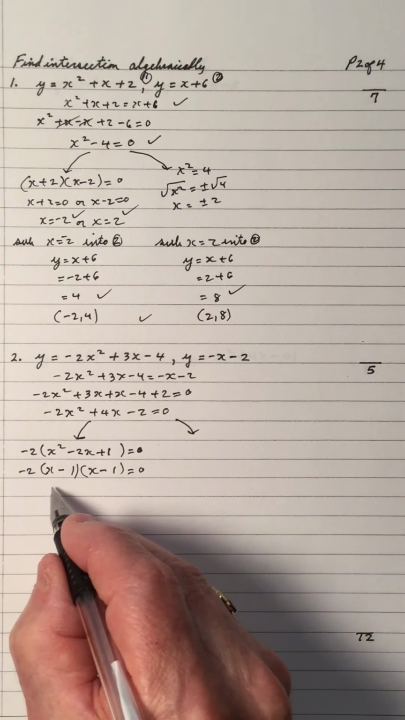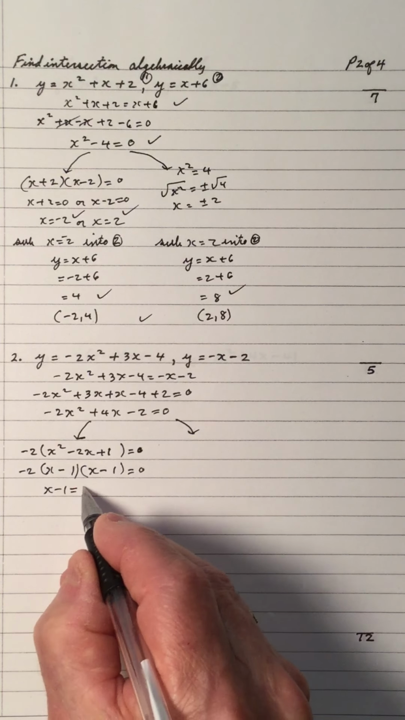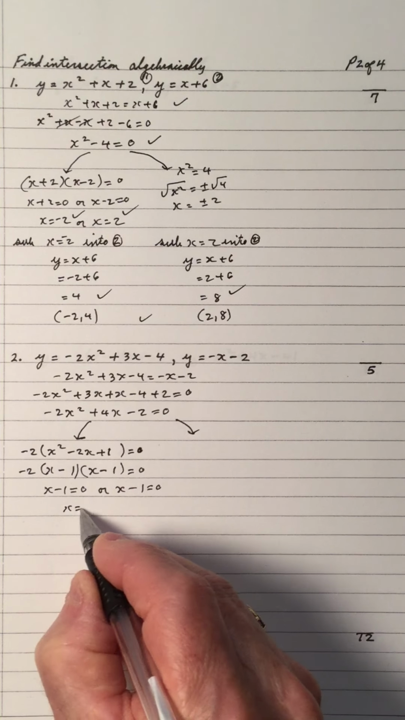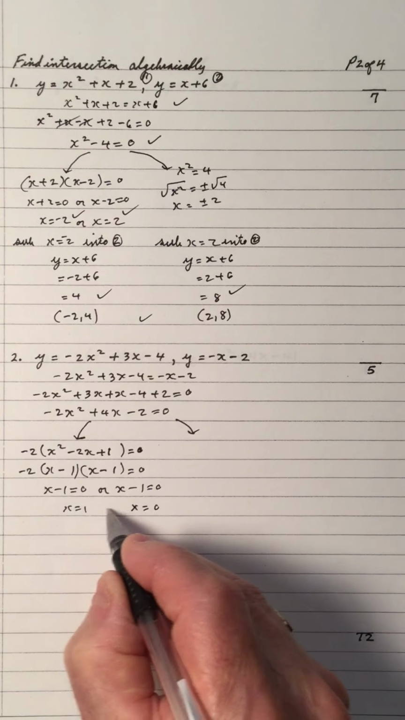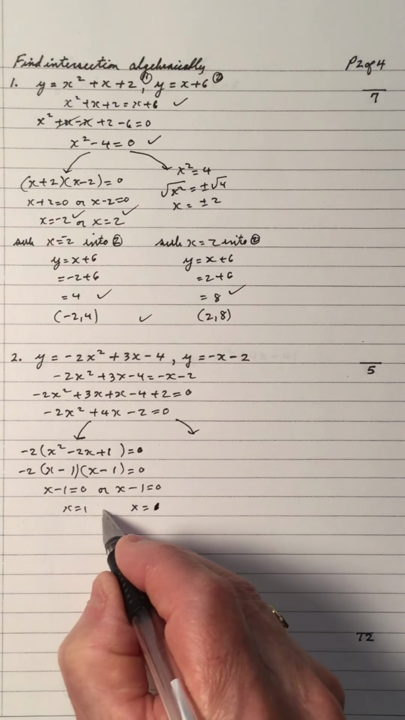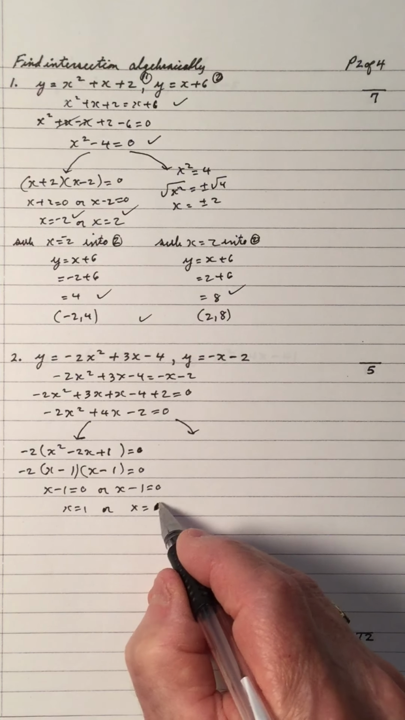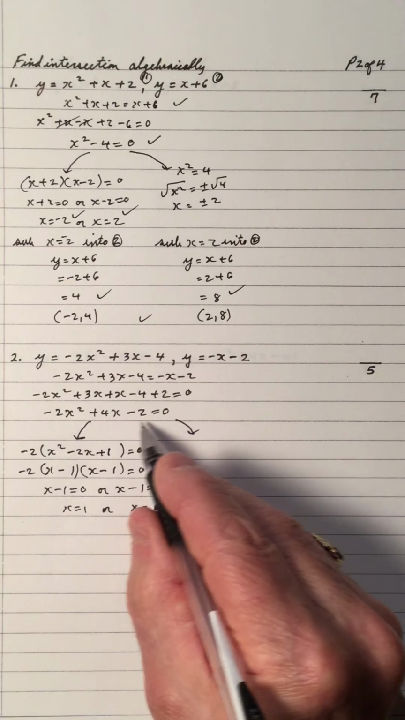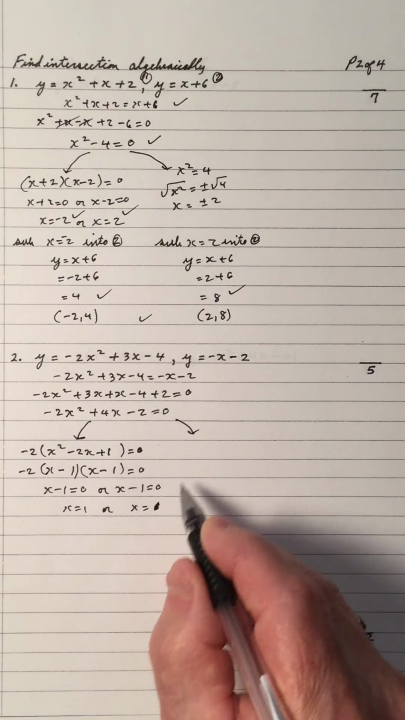Negative 2 can't equal 0, so x minus 1 equals 0, or x minus 1 equals 0. X is 1, and x is 1. Oops, 1. So I have the same value of x twice. And let's work this one out another way. I said I was going to do it another way.